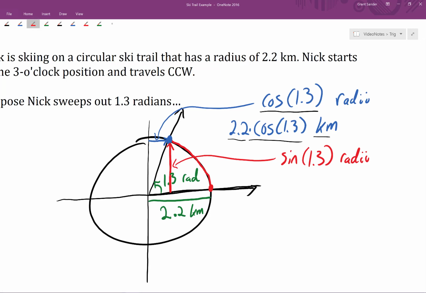Similarly, Nick is sine of 1.3 radius lengths above the center of the ski trail, but each radius length is 2.2 kilometers long, and so he is 2.2 times sine of 1.3 kilometers above the center of the ski trail.